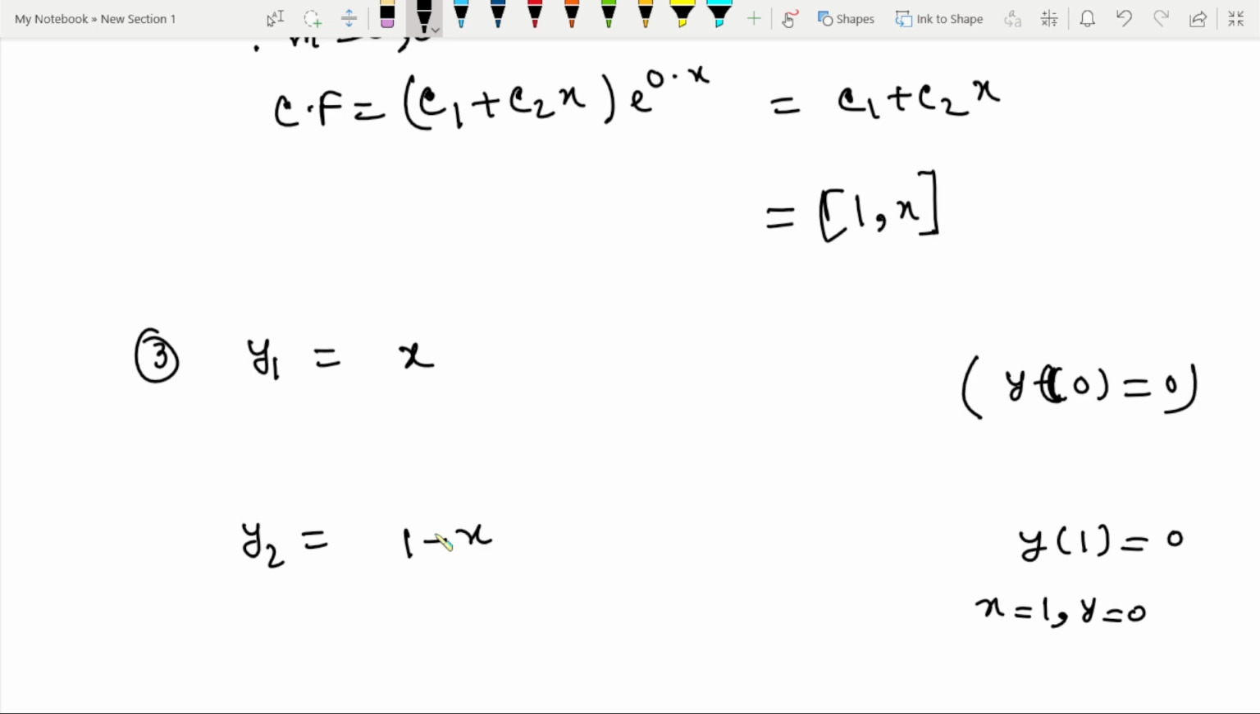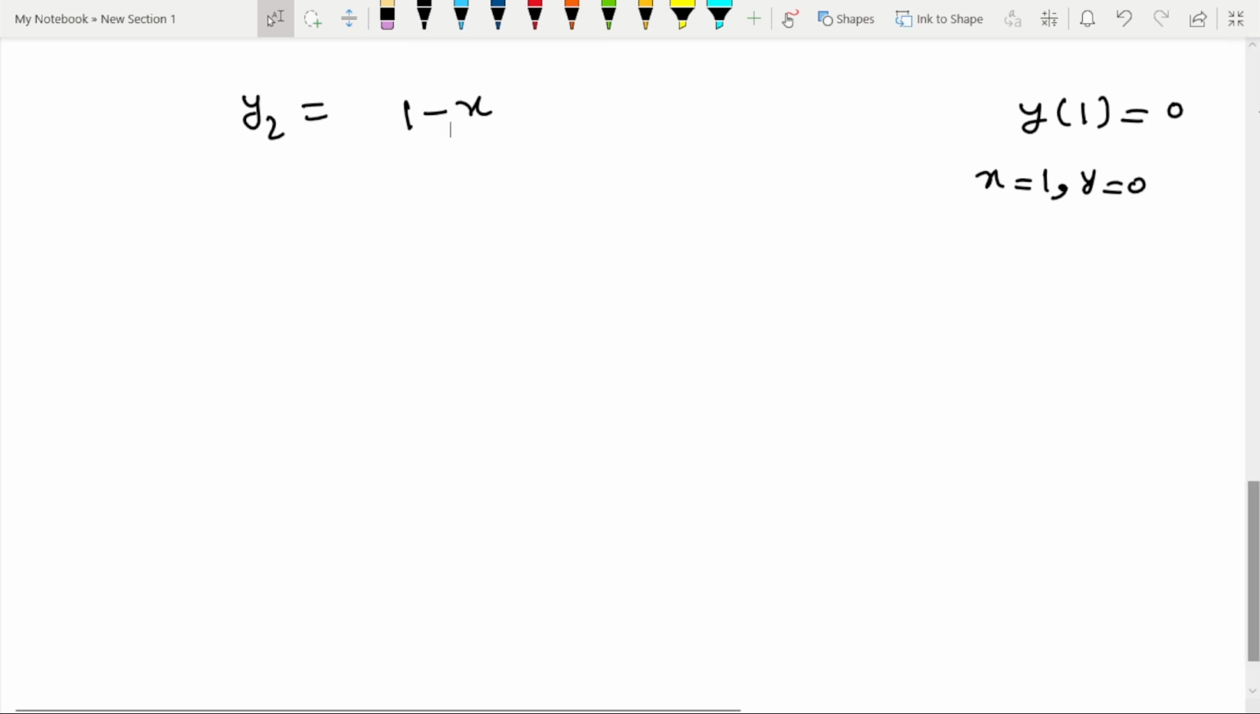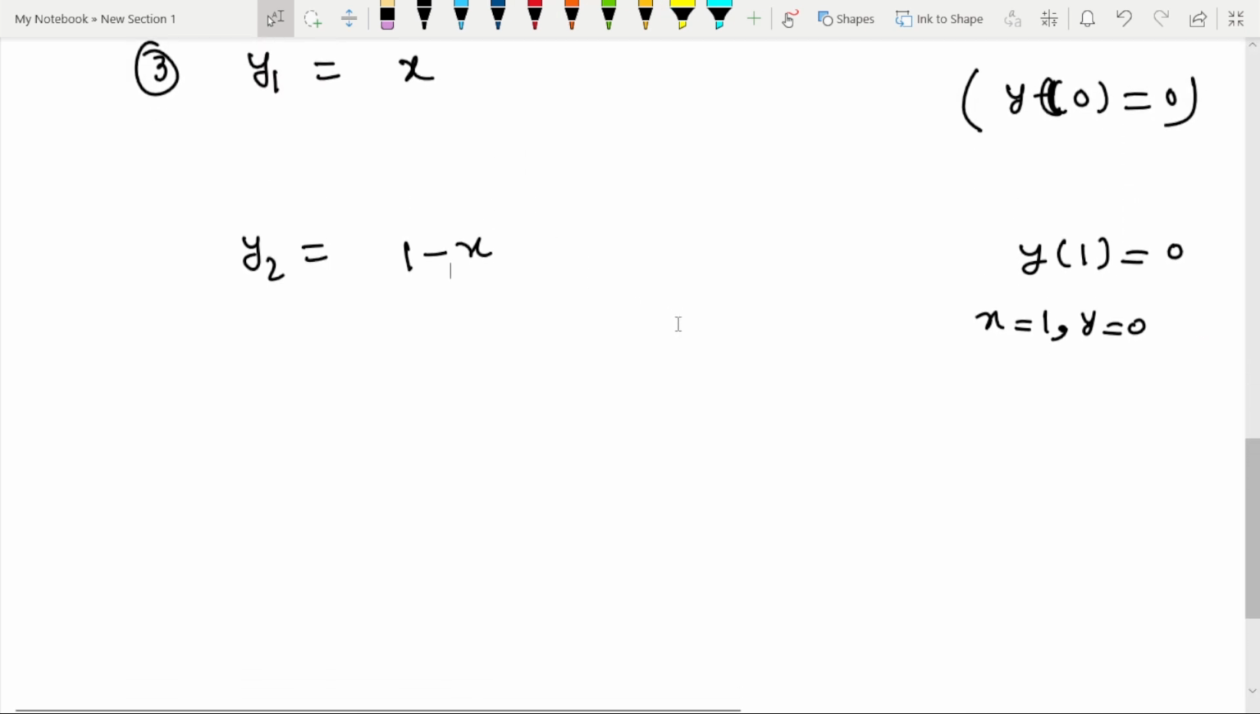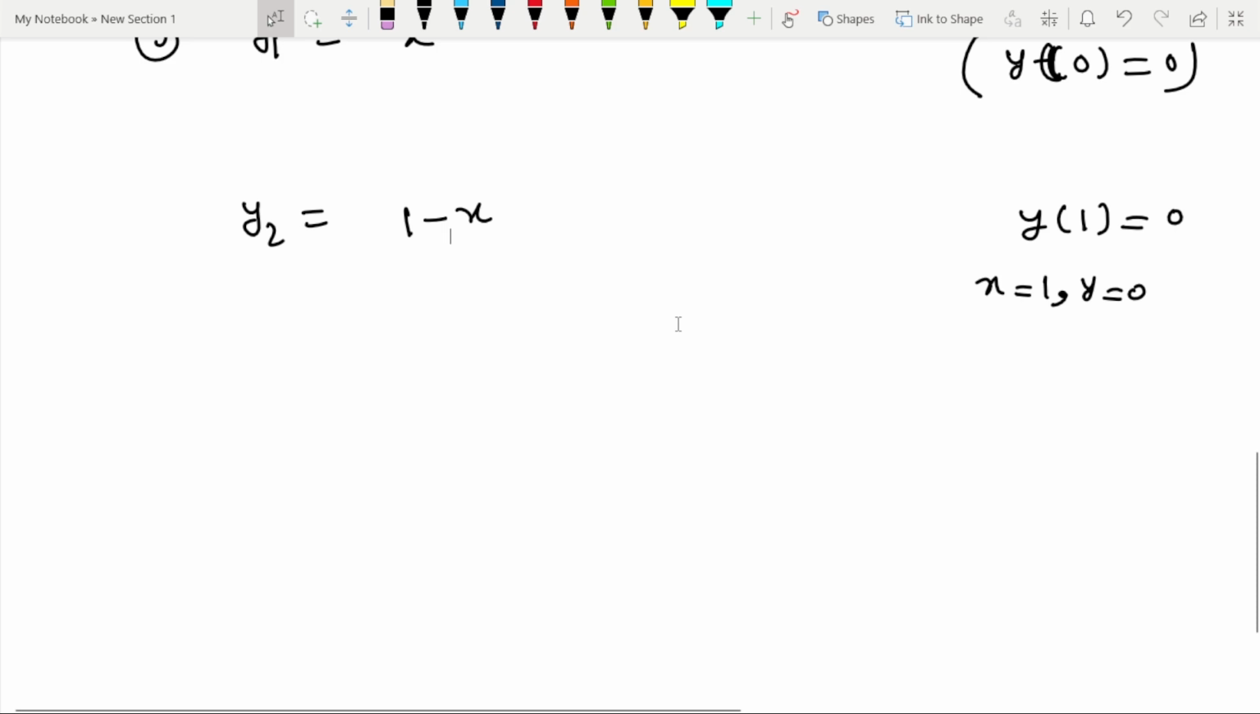Okay, now our step 4 is what? Step 4 is find Wronskian. Okay, so this is our step 4.